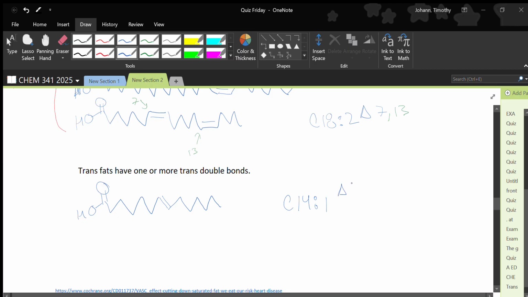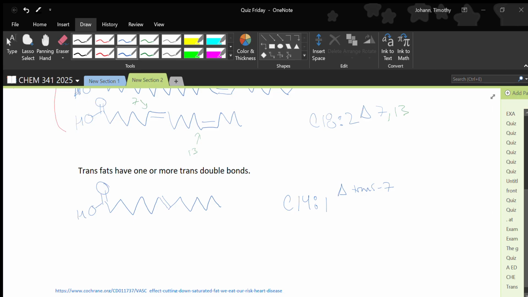Then I would say delta trans, what is that? 2, 4, 6, 7. Trans 7. Definitely, I would indicate that. I haven't actually seen, in terms of this delta notation, mostly nobody's talking about trans fats, so they're not really consistent about whether you put this in or not. But I would definitely want to indicate that.